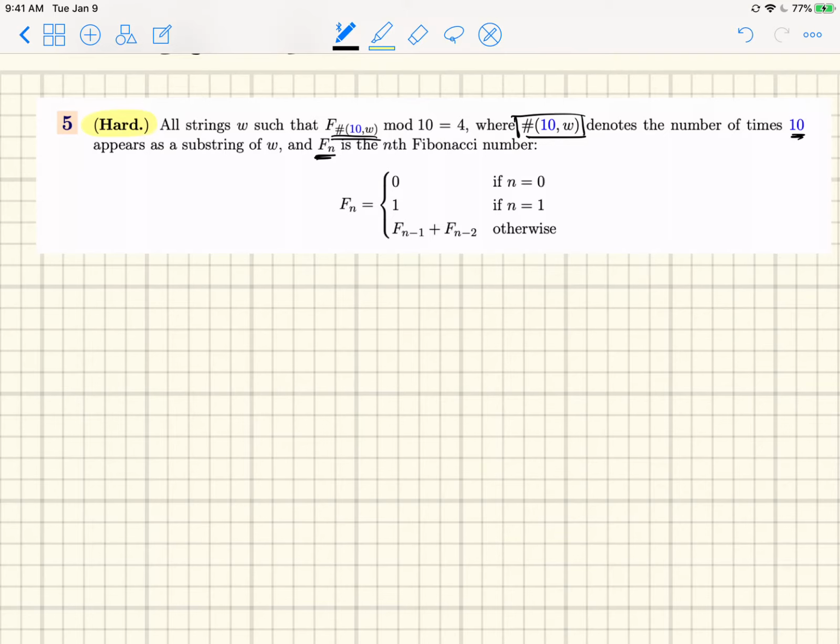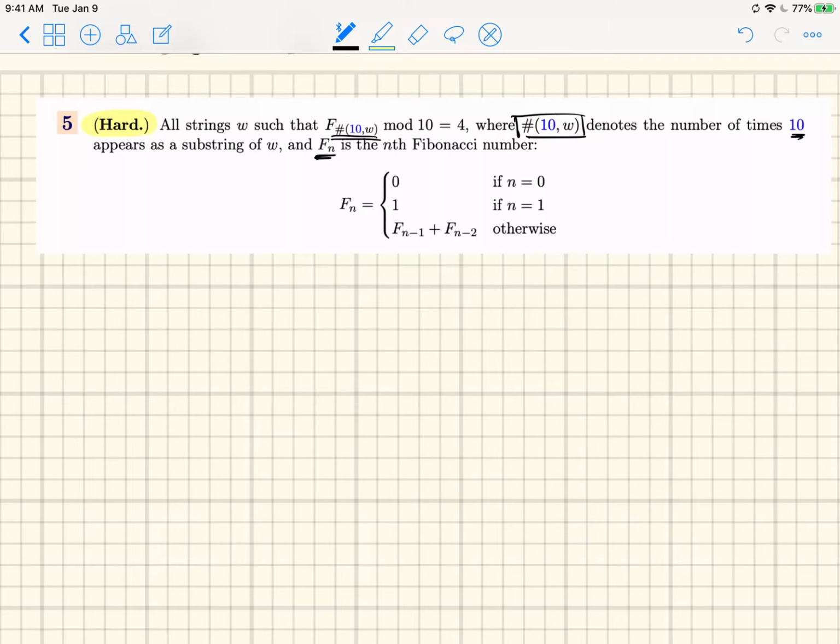So right off the bat, this is pretty funky, right? Because we're talking about Fibonacci numbers, but the index of the Fibonacci number is defined by the number of times we see a substring, and then we want the mod, like we take the mod of that Fibonacci number. So it's a lot of stuff.